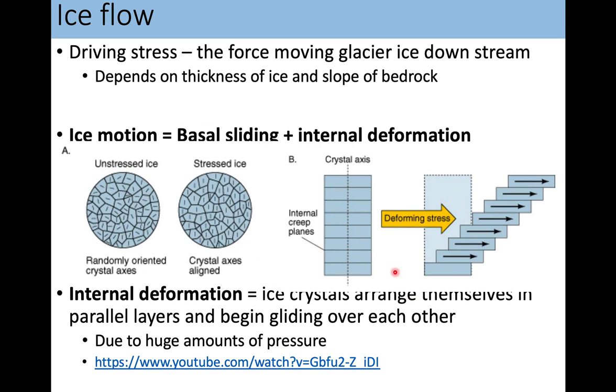So it sort of ends up looking like this. The crystals inside the ice sort of rearrange themselves into parallel layers because there's so much pressure. They actually get really condensed into these parallel layers, and they start to glide on top of each other. So large amounts of pressure actually cause the ice to slide against each other. So we end up deforming the ice, so it doesn't stay as a perfectly straight column. You actually have layers of ice sliding against each other.